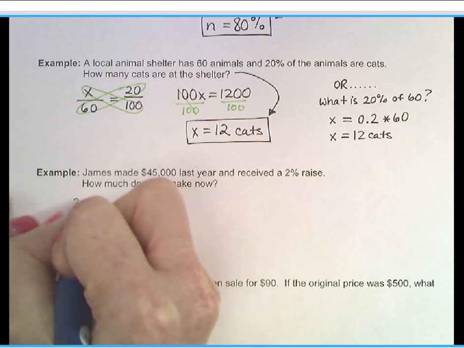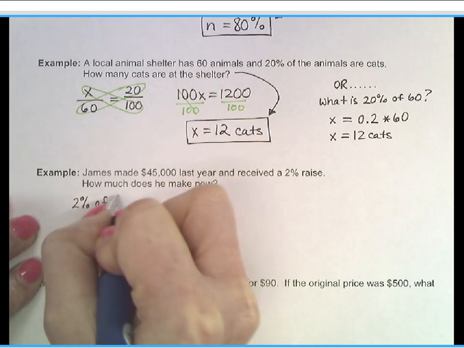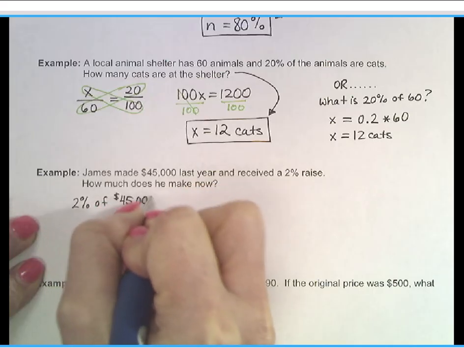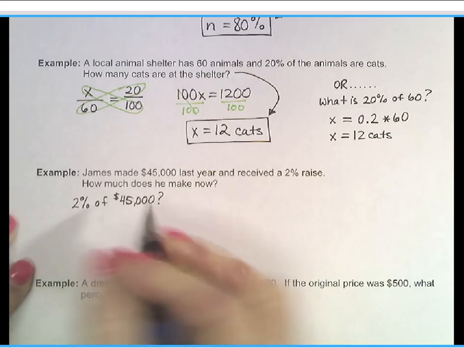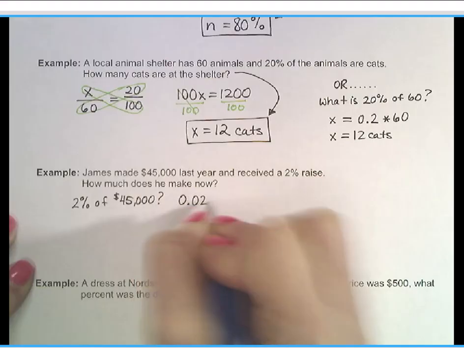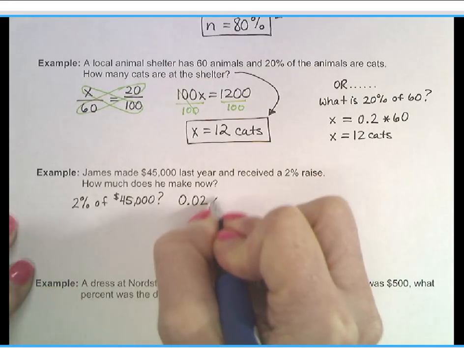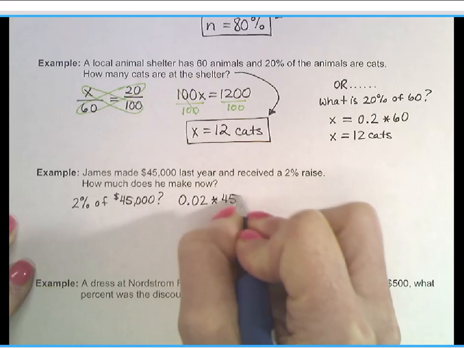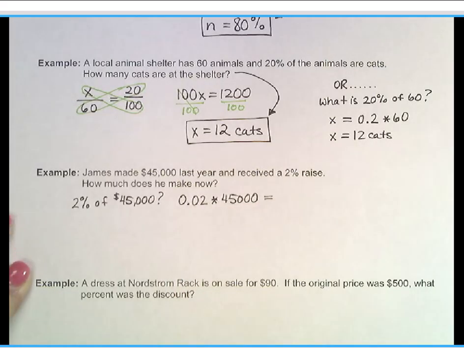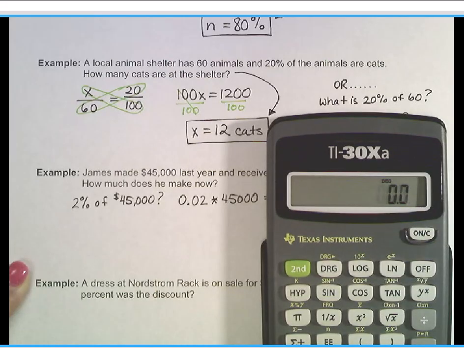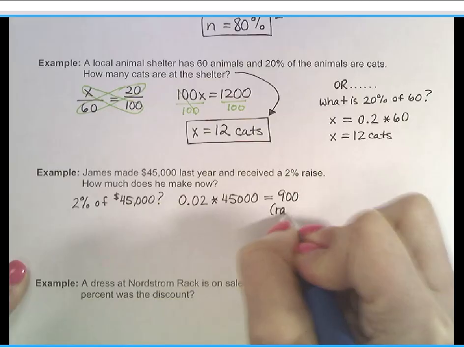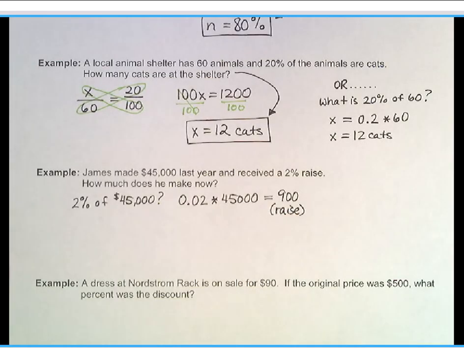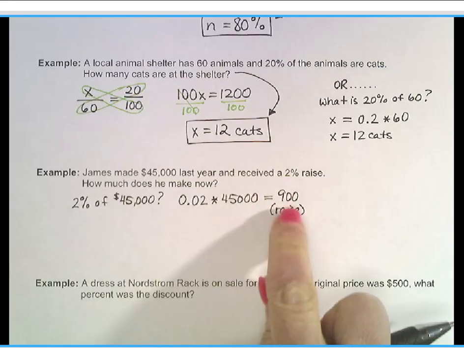So we're trying to figure out 2% of 45,000, right? 2% of 45,000. So 2% as a decimal is 0.02. Of means you multiply, and then 45,000. So let's see what that turns out to be. 0.02 times 45,000. 900. That's how much the raise is. That's how much the raise would be. So a 2% raise equates to $900.